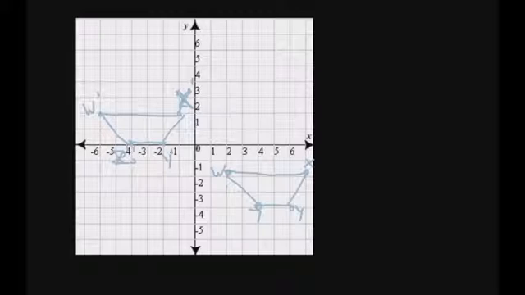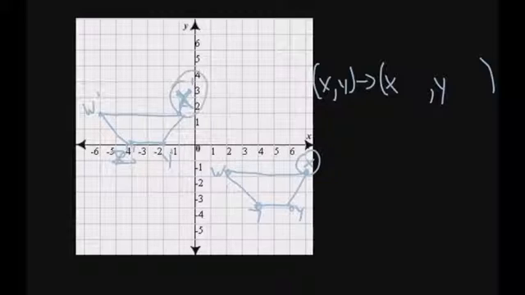So the translation rule, like I said, is always going to start out the same. X comma Y is translated to, and then I'm always going to have an X, I'm going to do something to it, and a Y, I'm going to do something to it. Sometimes that something is plus or minus, or plus 0 or something, but you're always going to have those elements. So what you need to do here is just pick a point. So I'm going to pick X to X prime.